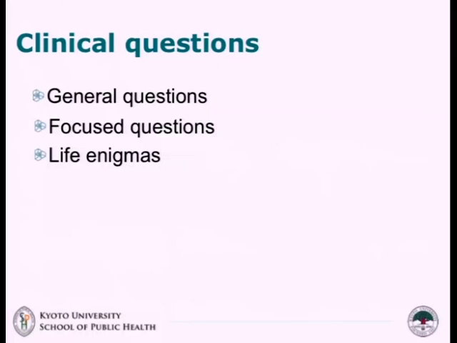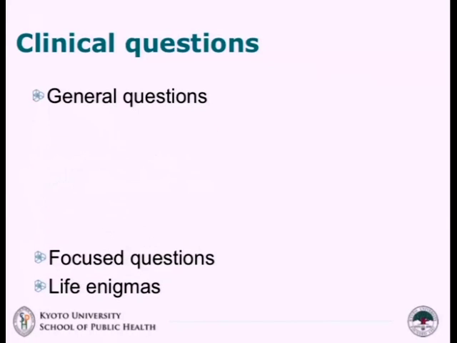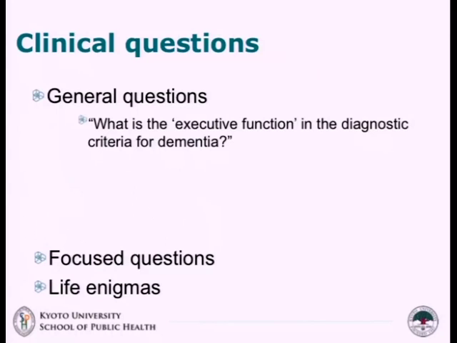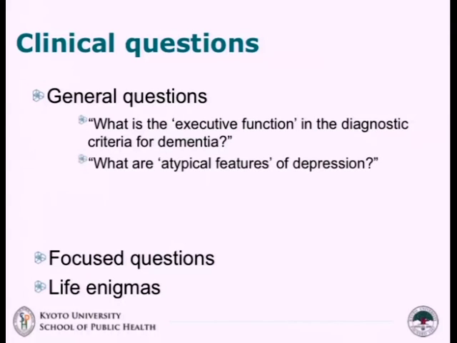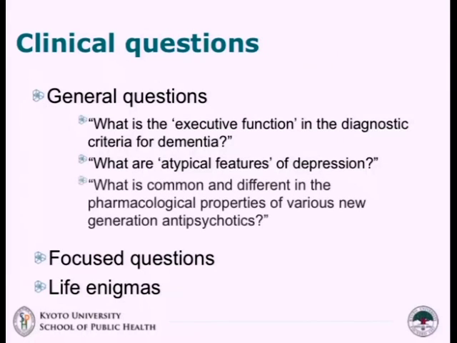Questions that we encounter in our day-to-day clinical practices can be categorized into three groups. First, we have general questions such as, what is the executive function in the diagnostic criteria for dementia? Or, what are atypical features of depression? Or, what is common and different in the pharmacological properties of various new generation antipsychotics?